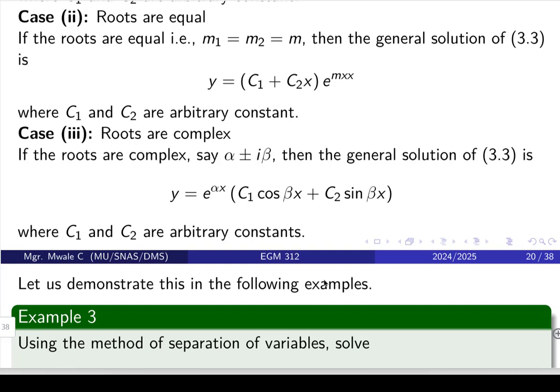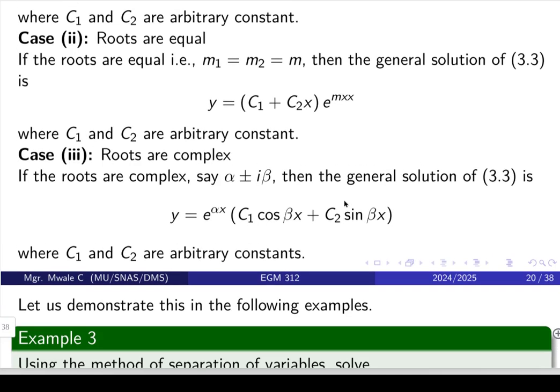However, if the solution to the auxiliary equation is complex, then you expect the solution to our differential equation to be in this form. So you see that it will have cosine and sine.